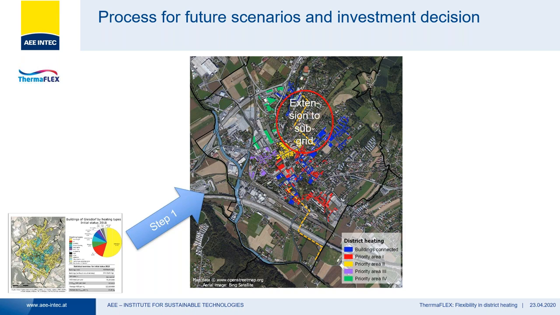Our next click: we want to connect a subgrid in Gleisdorf to the main system, and the lower branch, click please, is going down to the wastewater treatment plant that we want to integrate, and that's at the end of that dashed line in the south of Gleisdorf. Next slide, please.